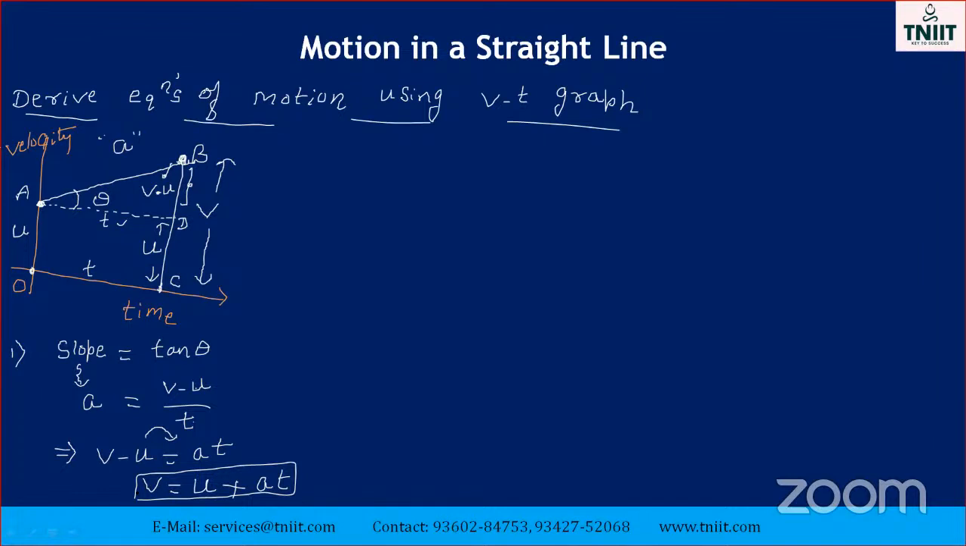So what does the slope of the VT graph represent? The slope of the VT graph represents the acceleration. So by using the simple definition of the slope, we can get the equation of the motion, that is V is equal to U plus AT. Students, this is a very important derivation for your board exams, which may be asked for 3 marks or for 5 marks.